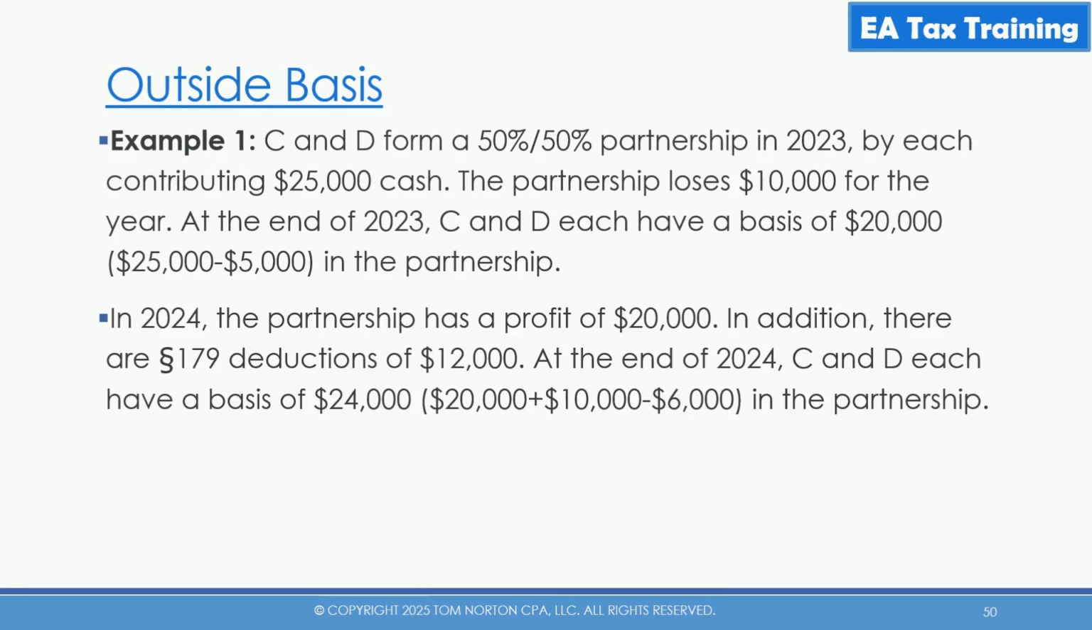C and D form a 50-50 partnership in 2023 by each contributing $25,000 of cash. The partnership loses $10,000 for the year.